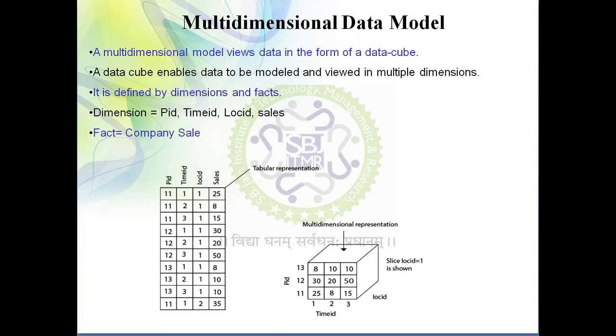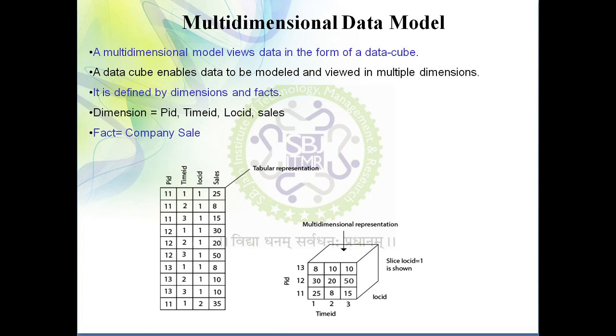So see, first of all I will just explain one example. So this is a simple table which represents the data of a sales. Okay, this is a table which represents the sale data. This table consists of four attributes: product ID, time ID, location ID, and the sales number of products sold. So this table is going to represent the sales data. So this is what a tabular representation of a data.